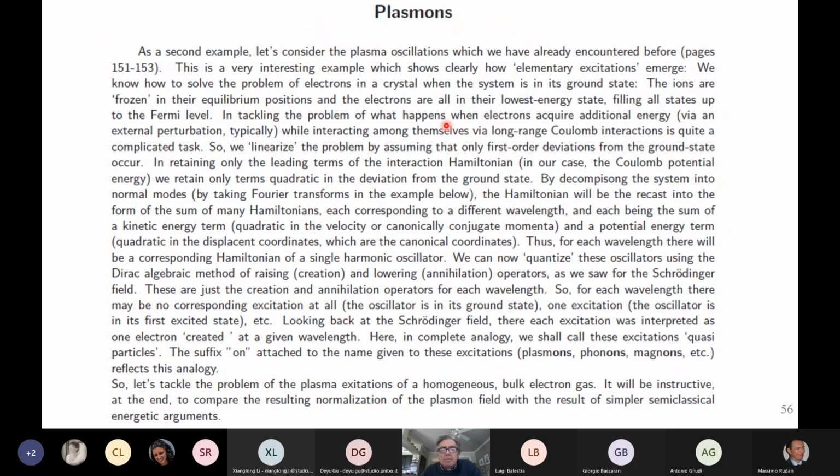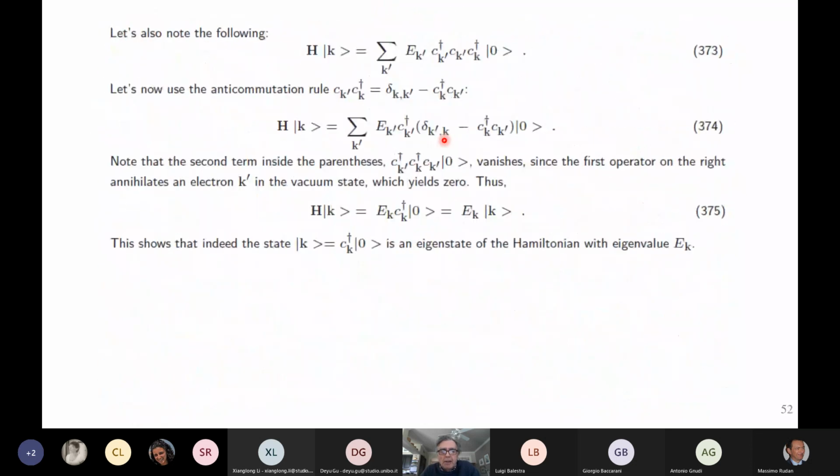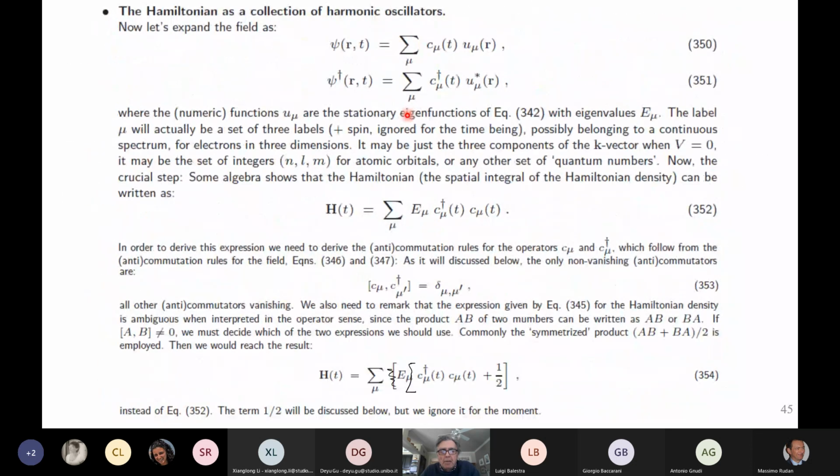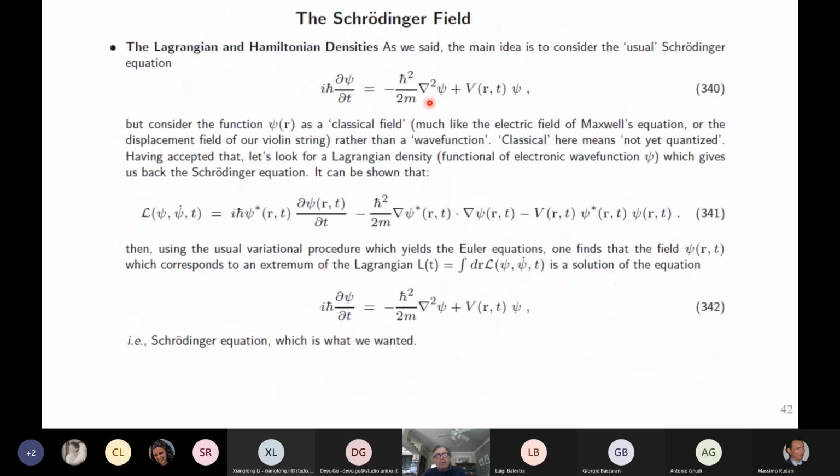The first example that I want to deal with is how to quantize a field which is not the Schrödinger field. So let me go back here. Remember what we did. We started from an equation for the field. We thought of it as a classical equation for a classical field. We looked at the Lagrangian and the Hamiltonian for that particular field, such that the Euler-Lagrange or Hamilton equations give me the starting equation, which is my classical Schrödinger equation, and then we quantized it.